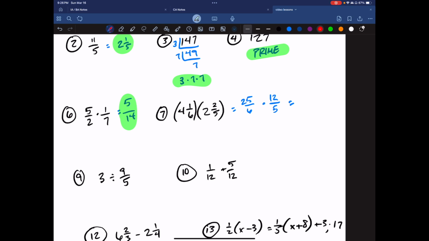So 6 doesn't go into 25, but it does go into 12. So I can take 6 and say 6 goes into 6 one time, 6 goes into 12 two times. 5 goes into 5 one time, 5 goes into 25 5 times. All right, and then now I just take my reduced numbers and multiply them across the top, across the bottom. So 5 times 2 is 10, and then 1 times 1 is 1. So that would technically be 10 over 1, which is just 10.